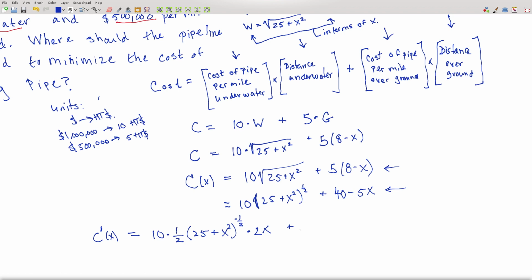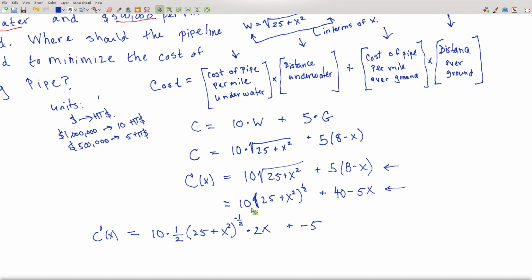The derivative of negative 5x is negative 5, so it's plus negative 5. This actually is the derivative. It can be cleaned up a little bit.